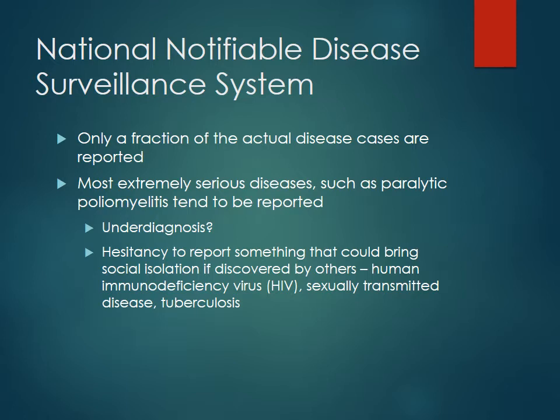It could be just things, people are maybe shy to report these things. They worry about maybe having follow-up investigations if there's issues there, especially if it's something that could bring social isolation. So things like immunodeficiency virus can be very devastating to a person. So they may want to keep that sort of thing private. Sexually transmitted diseases, TB, all those sort of things.